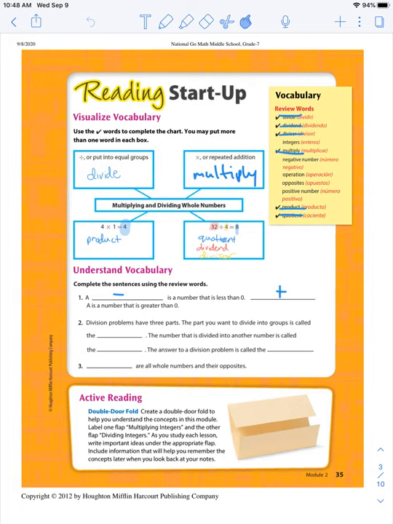All right, number 2, division problems have 3 parts. The part you want to divide into groups is called the dividend. That was the red one up there. The number that's divided into another number, or the number you divide by, is called the divisor. And the answer to a division problem is called the quotient. All right, last one, blank are whole numbers and their opposites. Remember the definition of integers from chapter 1 was positive and negative whole numbers, and opposites are positive and negative. So integers are whole numbers and their opposites.